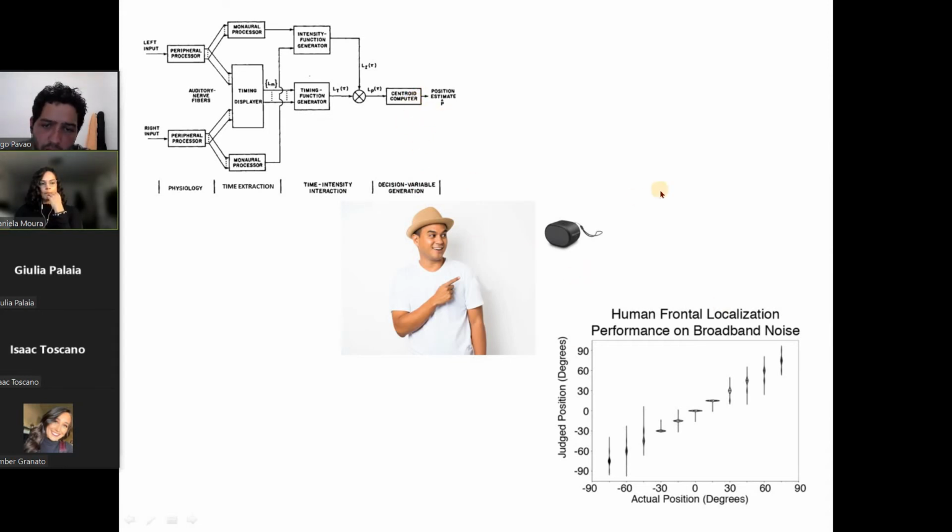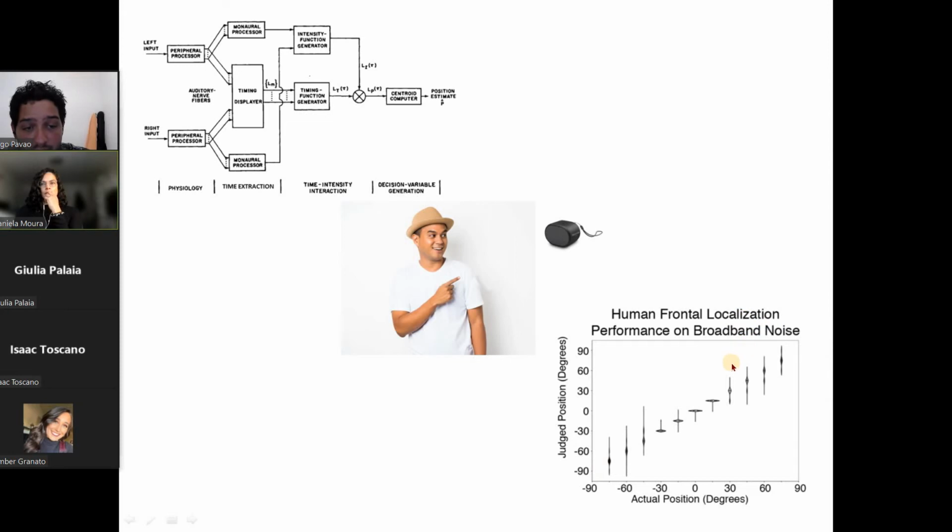And it works. If we put humans to locate speakers, we put speakers at different angles, different azimuths, and play a broadband noise, and check the position that the person points to, you see that there is this x equals y, right? So it's really a very beautiful prediction of from where the sound comes, right? In the front there is less variability, in the periphery there is more, but we are really good at doing this, right?